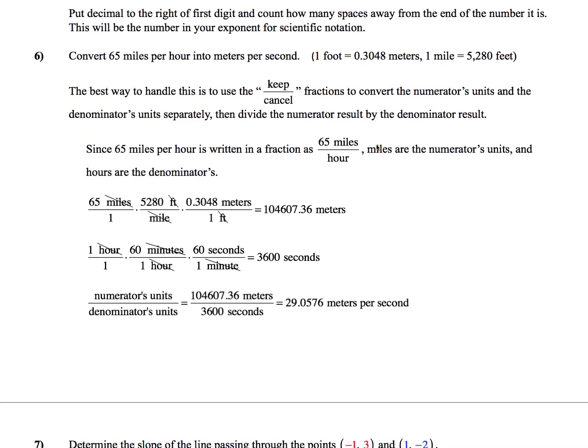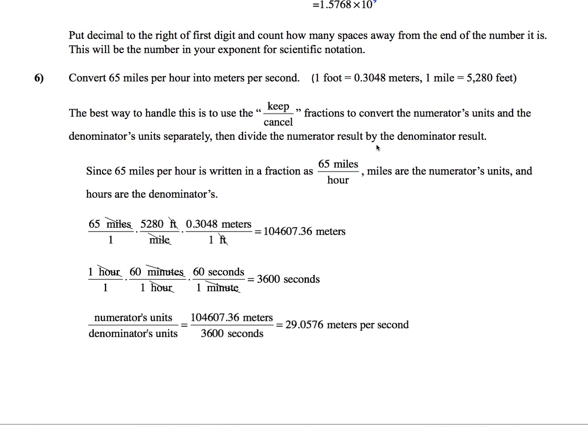And then question 6 asks us to convert 65 miles per hour into meters per second. And we again use the keep-cancel fractions. We have 65 miles times 5,280 feet per mile, because we're canceling the miles out. And then we have 0.3048 meters per 1 foot. We multiply that so that we can cancel the feet, canceling the unit feet in the denominator of this fraction.